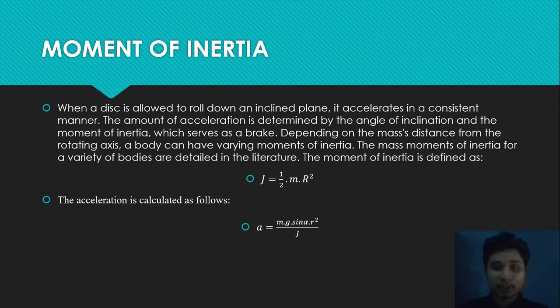The moment of inertia is defined as J equals half m r squared. The acceleration is calculated as follows: a equals m g sine alpha, times r squared, over J.